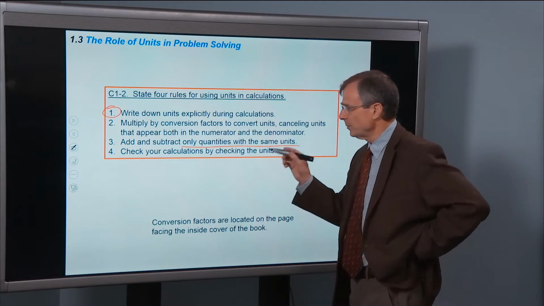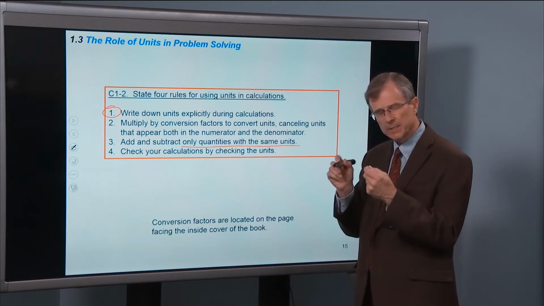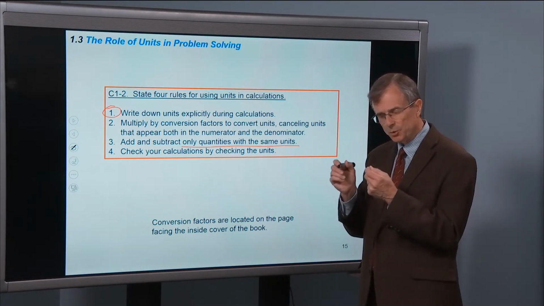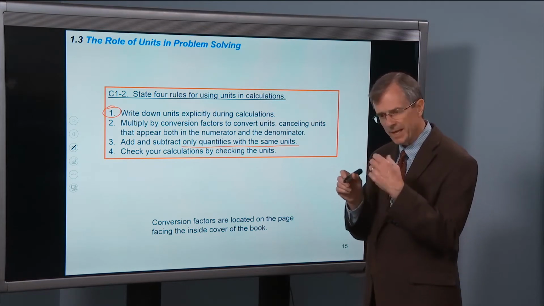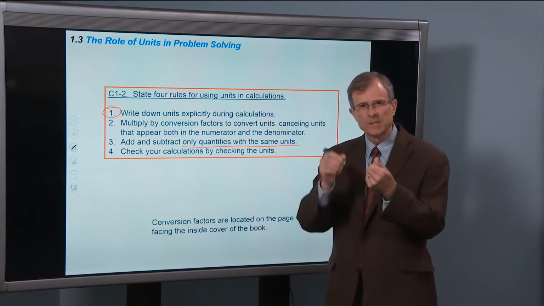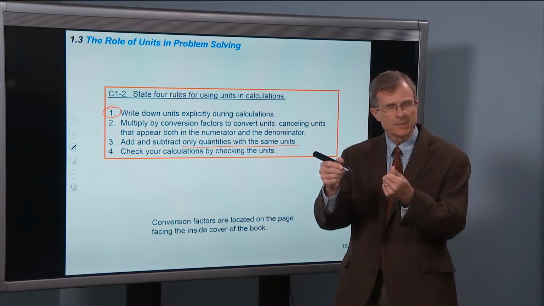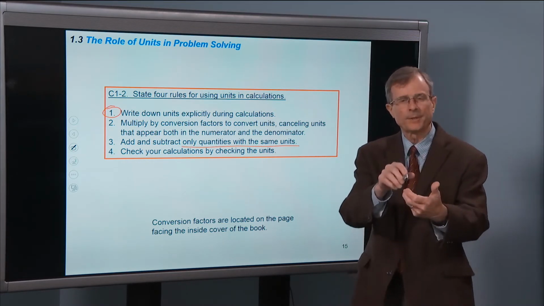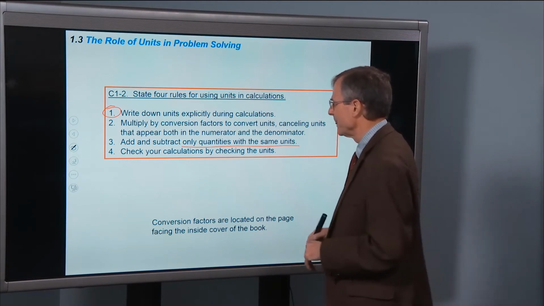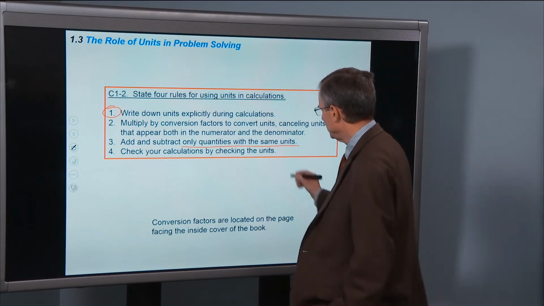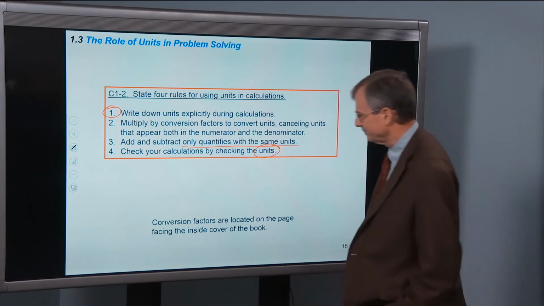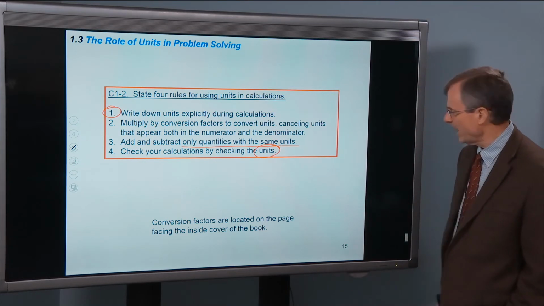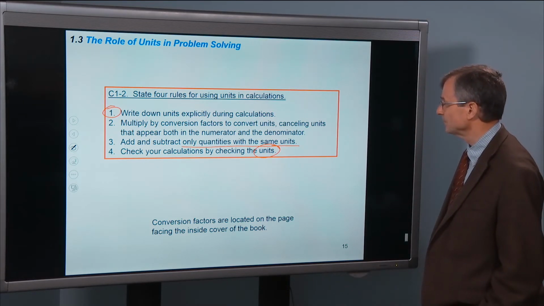So make sure that when you're adding and subtracting, you have two quantities that have the same units. You can't add something in kilograms to something that's measured in grams unless you convert the grams to kilograms or the kilograms to grams or whatever. Check your calculations by checking the units. So these are the basic standard good practices for using units in calculations.